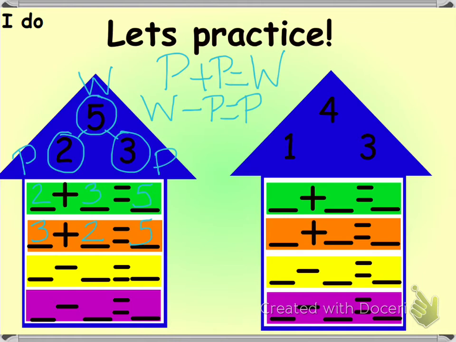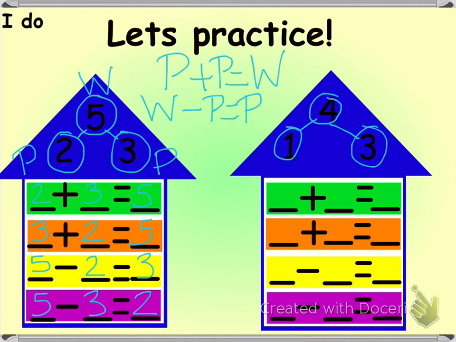So our whole is 5 minus one part, which is 2, equals 3. Or 5 minus, flip the parts around, 3 equals 2. Now let's look at this other fact family. This one has 4 as the whole and 1 and 3 as the parts.